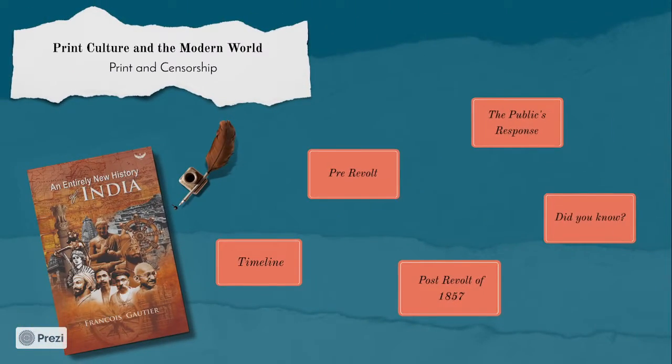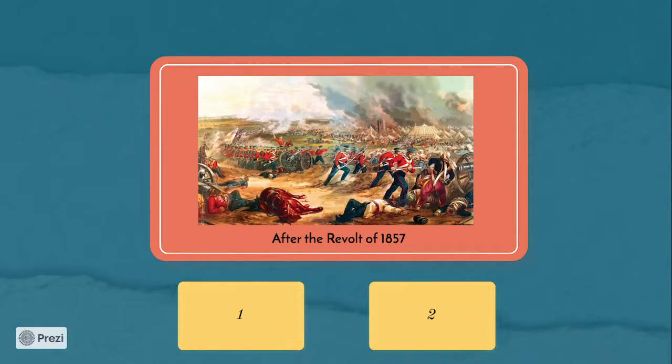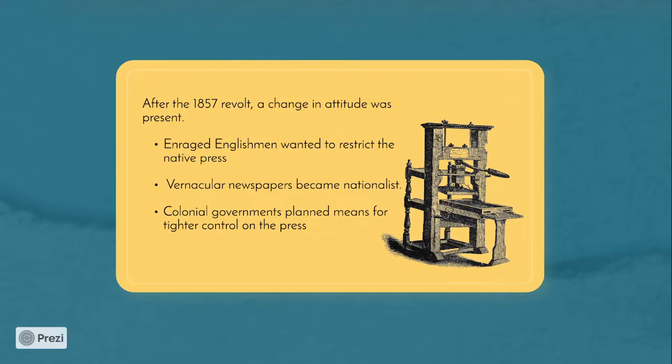Let's look at the situation after the revolt of 1857. The perception of press freedom shifted with the uprising of 1857. Angry Englishmen urged that the native press be suppressed. The colonial authorities started considering strict control measures as local newspapers started to take a strong nationalist stance.